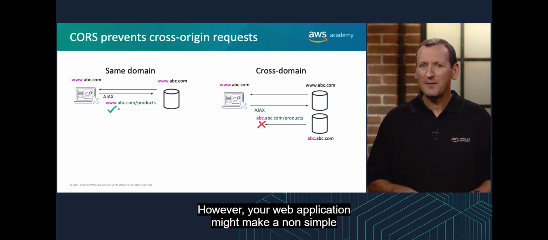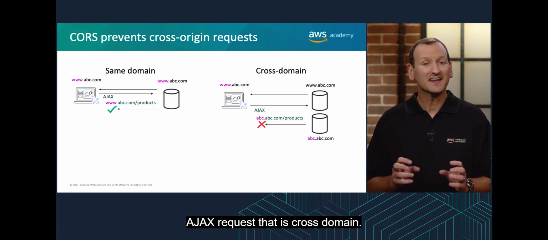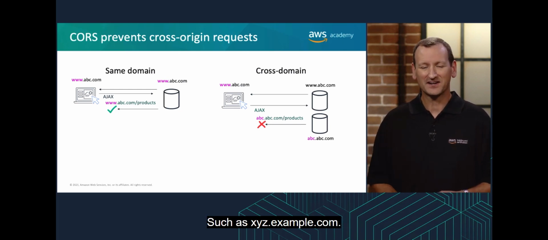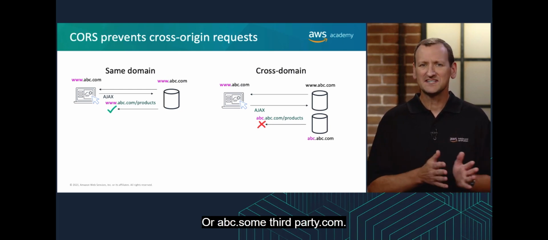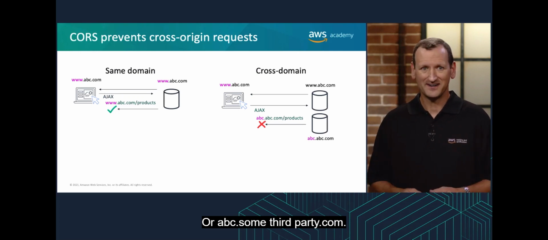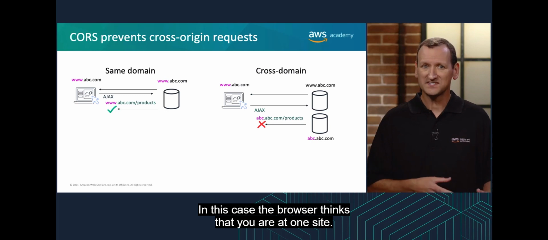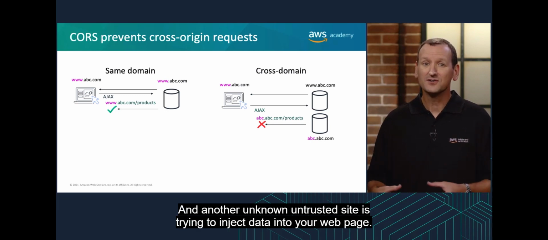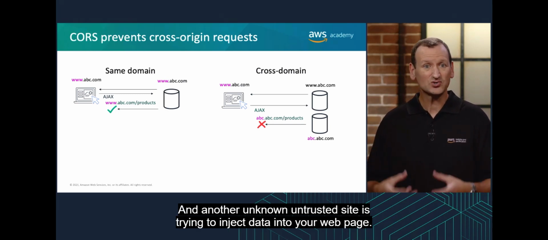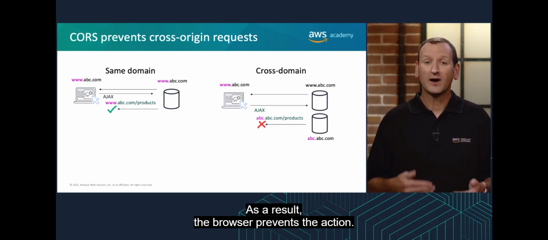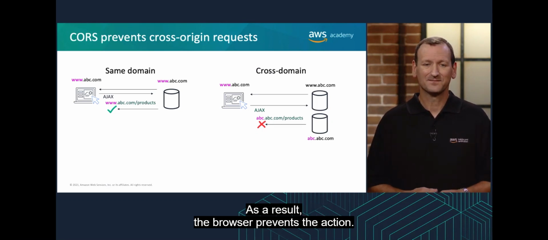However, your web application might make a non-simple AJAX request that is cross-domain, such as xyz.example.com or abc.somethirdparty.com. In this case, the browser thinks that you are at one site and another unknown, untrusted site is trying to inject data into your web page. As a result, the browser prevents the action.